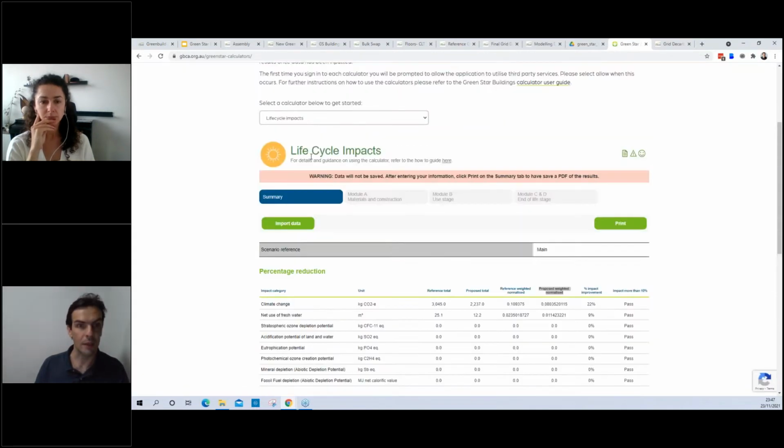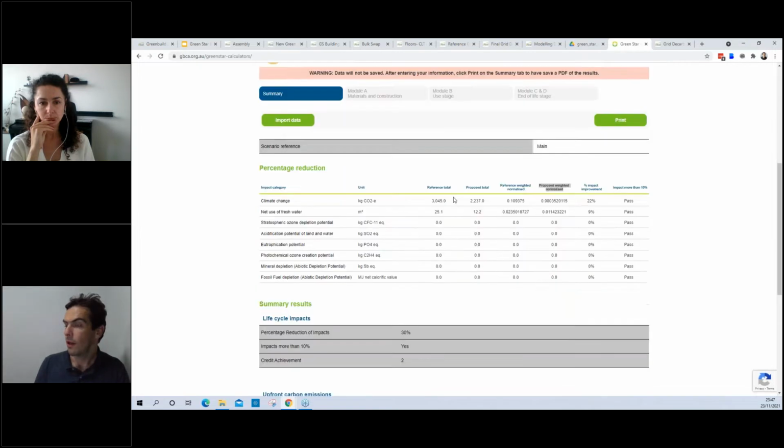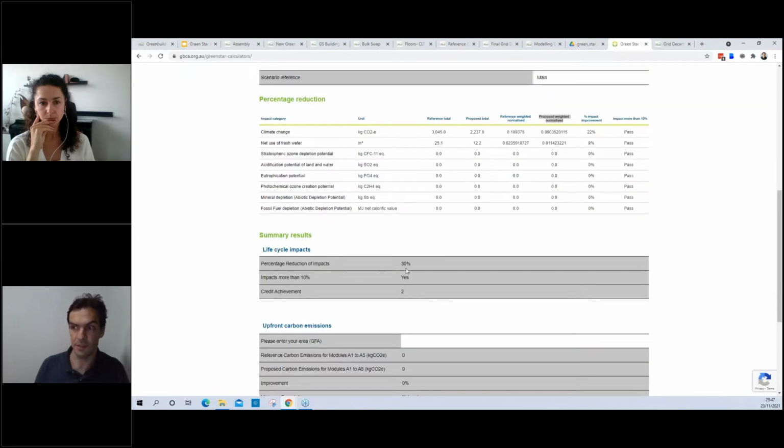Green Star life cycle impact calculator, and it calculates the weighted and normalized results, the percentage improvement, and then it calculates the number of points. So if you achieve the 30% savings, you get the 2 points for the life cycle impact credit. So what we, as I said, we are looking at improvements that the software needs to facilitate the modeling and the reporting of these credits.